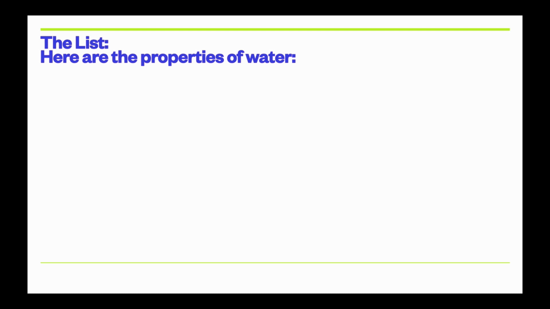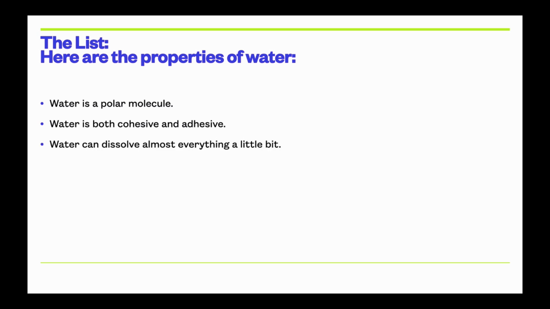So I'm going to give you guys a list of the properties of water that you need to be familiar with. Okay, the first property of water is something to do with chemistry, and water is what we call a polar molecule. Number two, water is both cohesive and adhesive. You may know something about those words already, but I'm going to explain to you what they mean in connection with water. Three, water can dissolve almost everything a little bit.